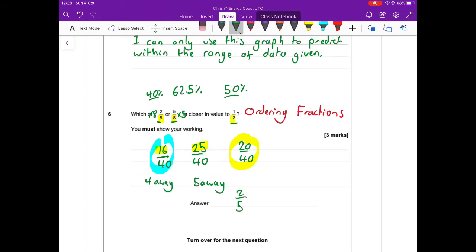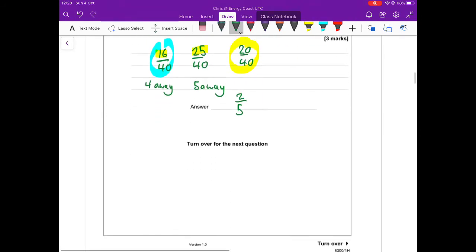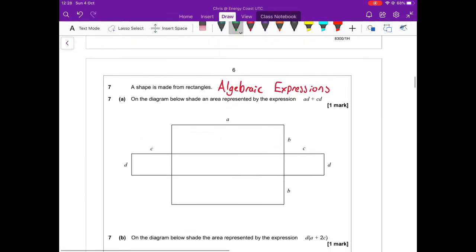It's quite hard without a calculator, that though. I think my way is a bit easier. Let's carry on going. Ordering fractions done. Next, we have algebraic expressions.